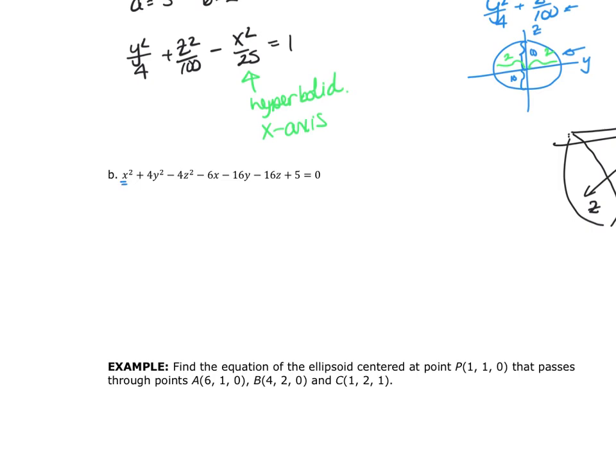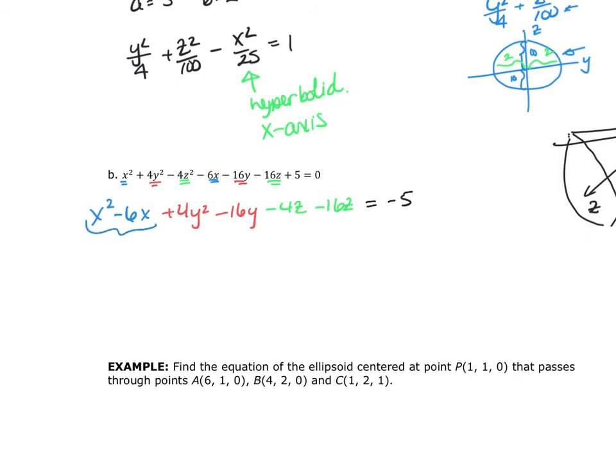So anything that has an X will be lumped together: X squared minus 6X. Anything that has a Y will be lumped together: so plus 4Y squared minus 16Y. Anything that has a Z will get lumped together: so minus 4Z squared and then minus 16Z. And anything that is not attached to a variable will get moved to the other side.